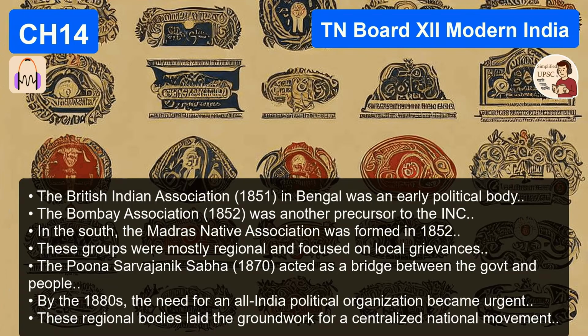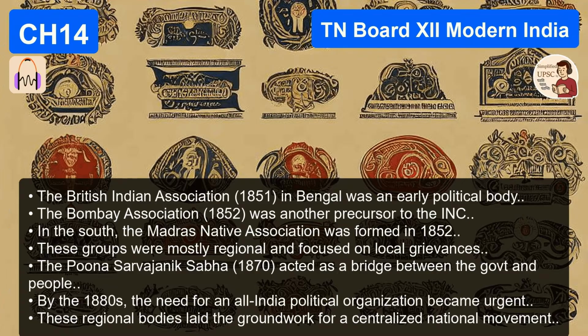Okay, so what were their specific demands? If they weren't asking for independence, what were they actually asking for? A few key things. They wanted the legislative councils to be expanded. Basically, they wanted a bigger seat at the table to advise the government. They wanted the Indian Civil Services exams, ICS, to be held simultaneously in India and England. That was a huge barrier for Indians, right? The exam being only in London.